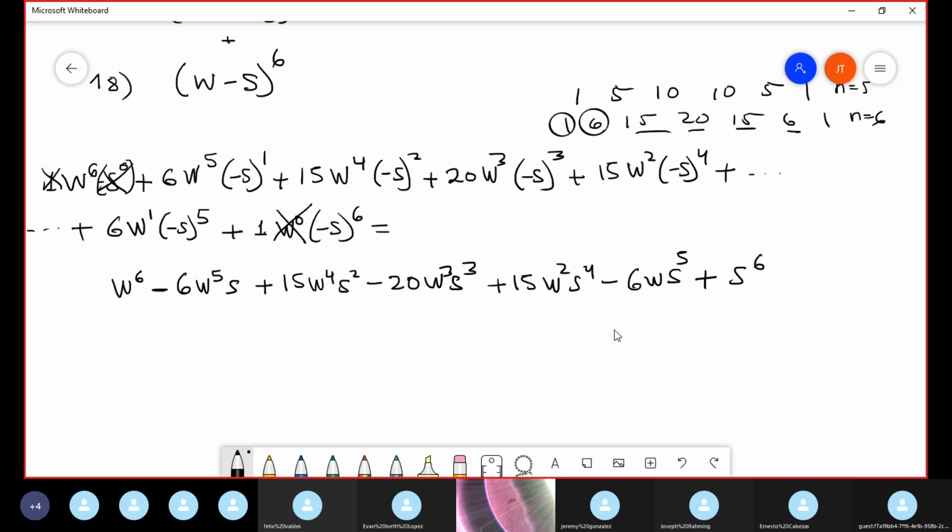And it's logical. Maybe you realize that it doesn't matter the size of the expression that we have. The first guy is always the variable a to the n power, in this case 6, and the last one is b to the n power.